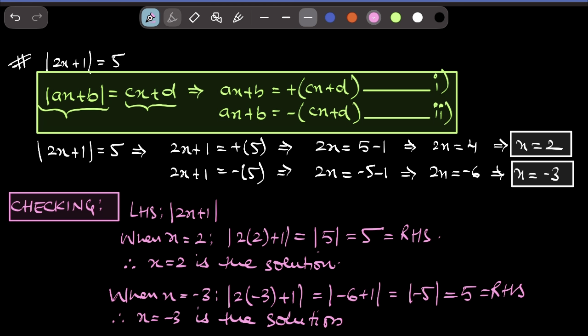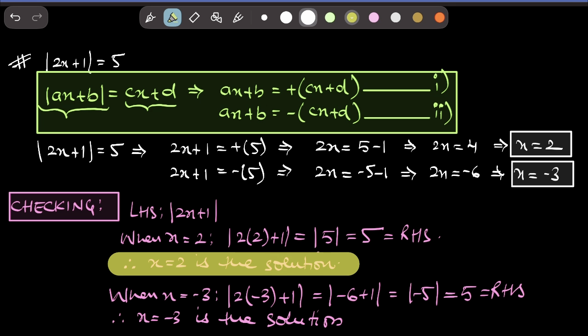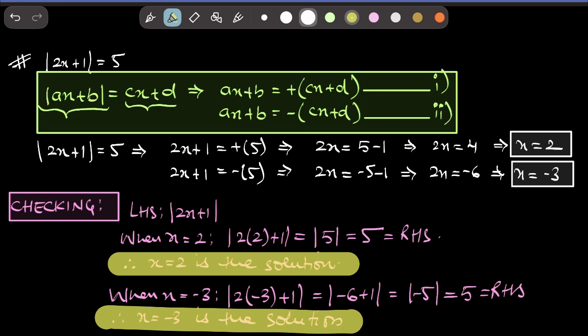So here we can see that we got two solutions for the given equation. This is your solution number 1, and this one is solution number 2 for the given equation. Both of them represent the solution for the given equation. This is the way we represent and solve a modulus function. Let's take a few more examples.